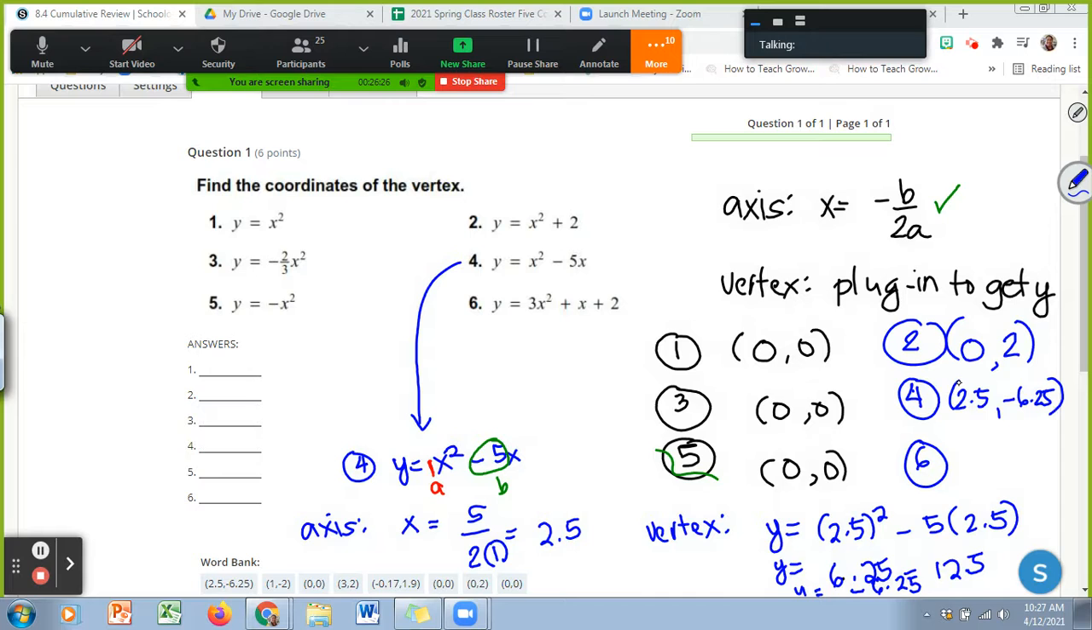So 2.5 and then negative 6.25. Okay, now I only have one left for you to do. You have to do that on your own. You have to do number 6. How are you going to do number 6? Well, it has a b value, and remember what I told you earlier, if it has a b value, you have to use this method: opposite of b over 2a. Your b value here is 1, right?